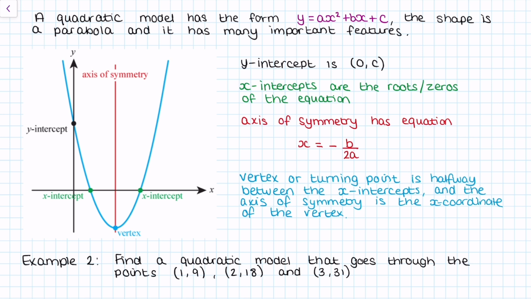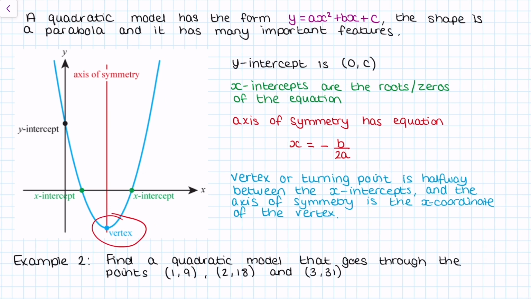Axis of symmetry has the equation x equals negative b over 2a. So as you can see there, it is the line that chops the graph in half, and it is the x-coordinate of that line at the vertex here that I have just circled. The vertex or turning point is halfway between the x-intercepts, and the axis of symmetry is the x-coordinate of the vertex. Now once again, with the axis of symmetry, you have to write the equation x equals. You can't just write the x value, you have to write x equals and whatever that value is.